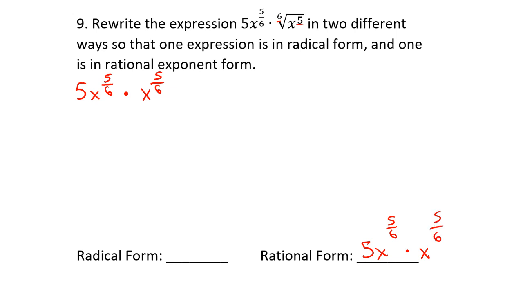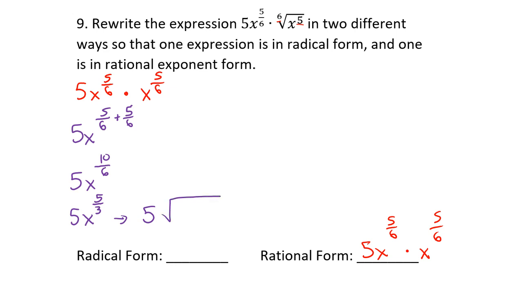To write a radical form, we can add the two fractions together. Since we're doing multiplication here, we can add the exponents. So we would have 5x to the 10 over 6. We can reduce that by 2, so that's x to the 5 over 3. And we can write it as a radical. Now, the exponent is only for the x, so the 5 is not going to go inside the radical. Exponent is 5, so we'll have x to the 5th. Index is 3. So we have 5 cube root x to the 5th.